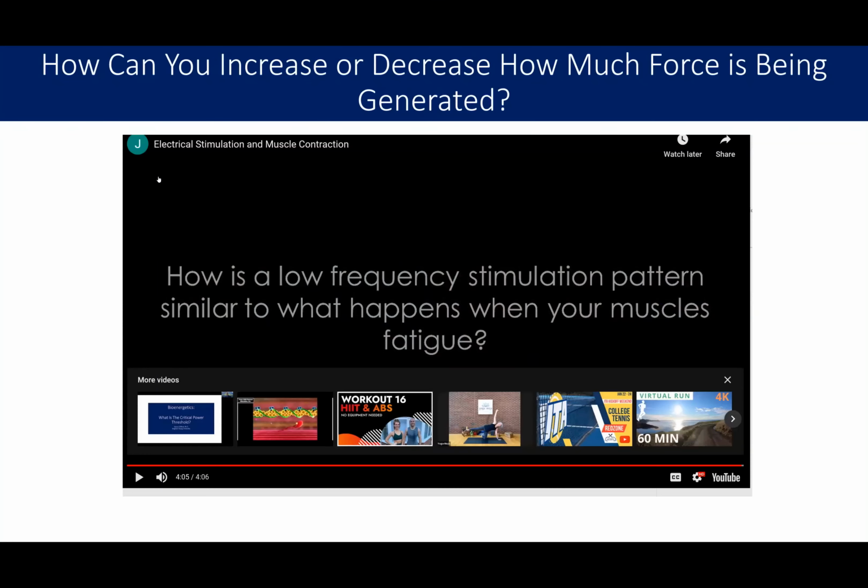All right, so the question is, why at a low frequency stimulation, when I'm just going zap, zap, zap, why don't I get a full flexion? What are your thoughts here? If you have an idea, just go ahead and shout it out.